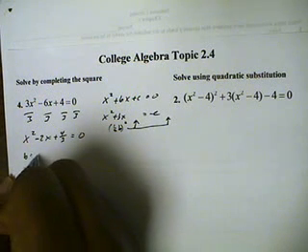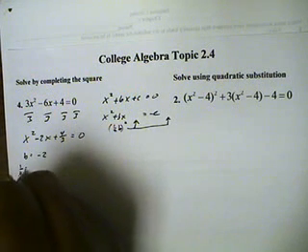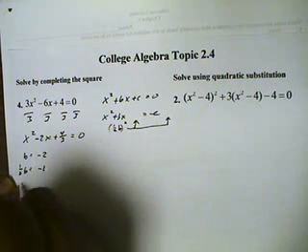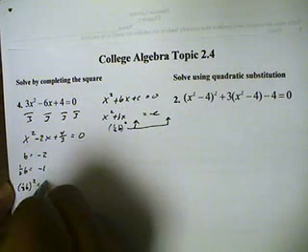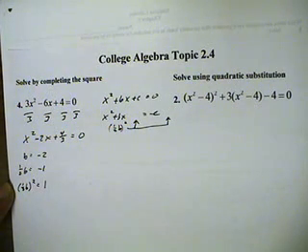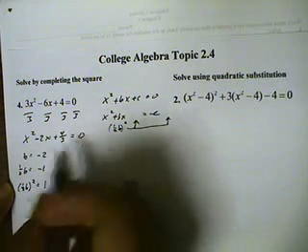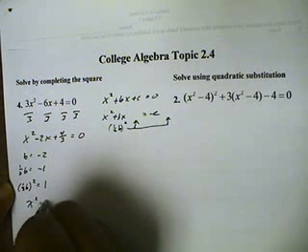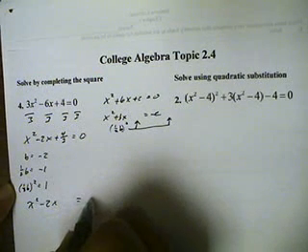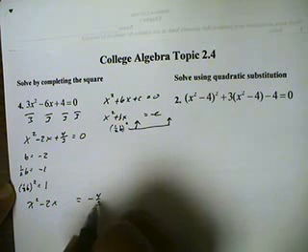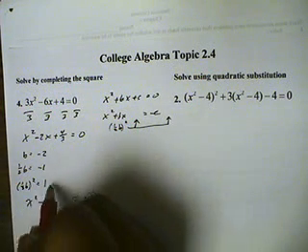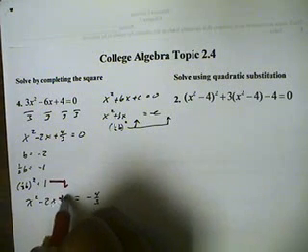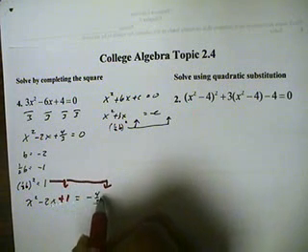So, what is b? b is -2. What is half of b? It's -1. And what is the -1 when you square it? +1. Okay, so let's move this over to the other side. So we get x squared minus 2x equals -4/3. And then we put our b in. So +1, and here +1.